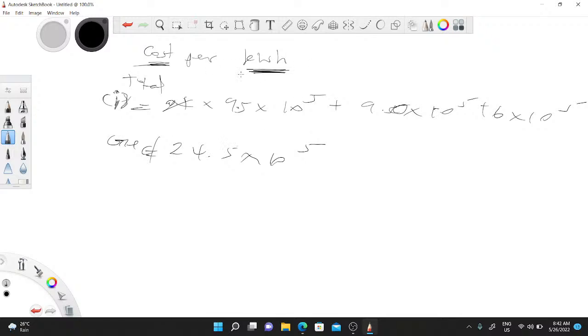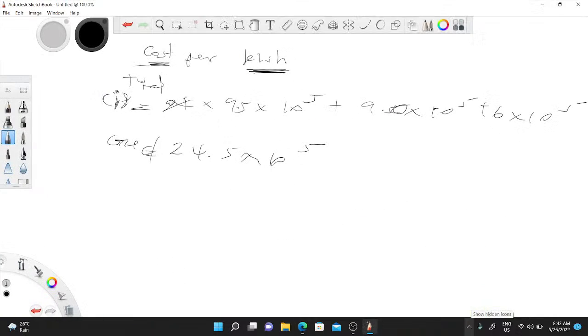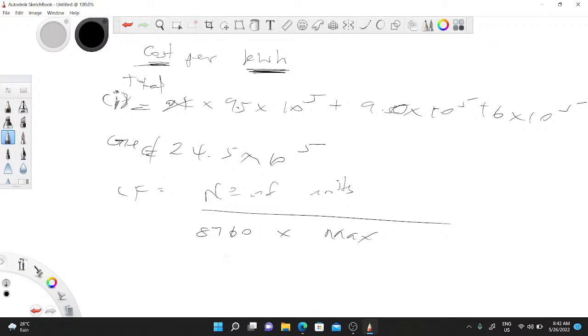Now we have to find out the total units so we can do our cost per unit. So let's see, what do we need? We have our maximum demand, we have our load factor, so we can find our total number of units. As I said, knowing the formulas is a good start. Because we know that our load factor is given by our number of units generated annually over the total number of hours in a year, 8760, times the maximum demand. So cross multiplying, I can find the number of units generated.